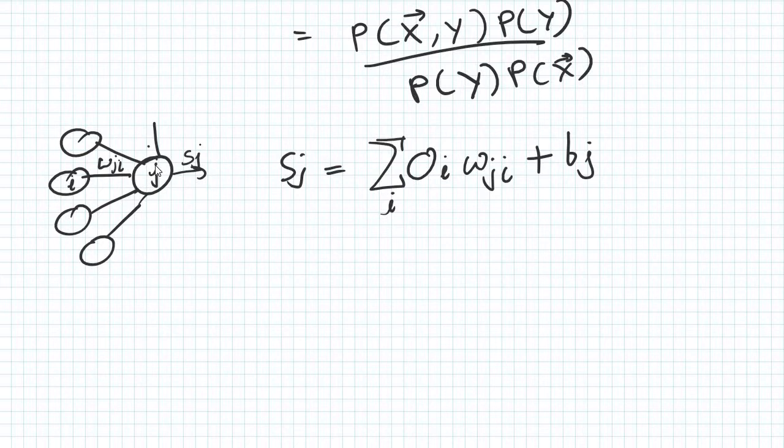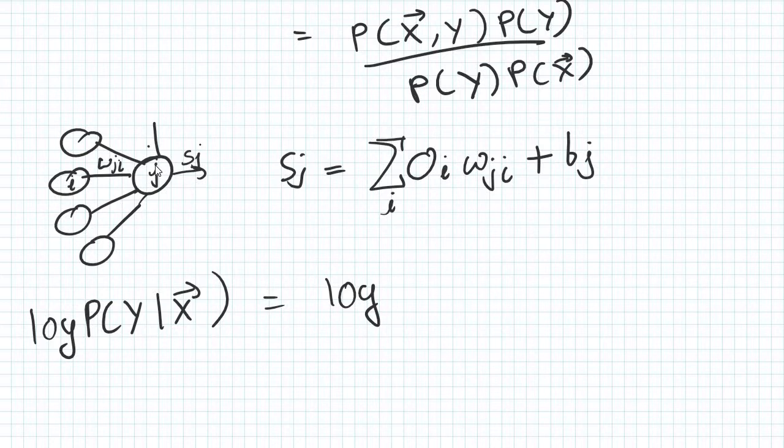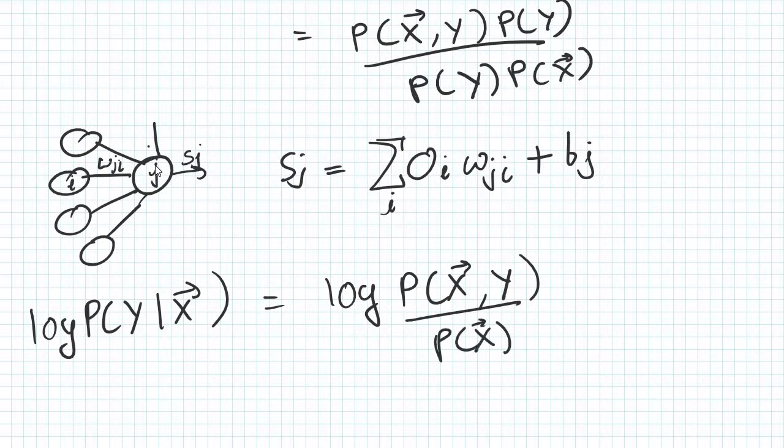Let us start by transforming this equation into a linear form by taking log on both sides. So log of p of x given y, p of y, over p of x, equals log p of x given y plus log of p of y. Okay.